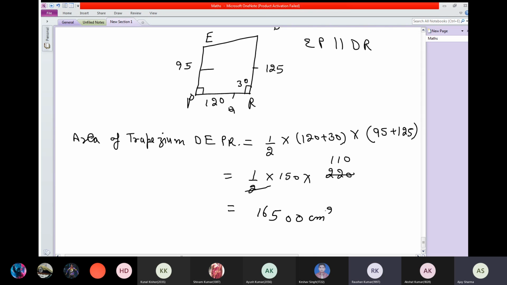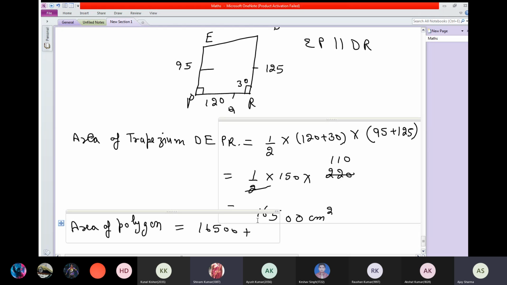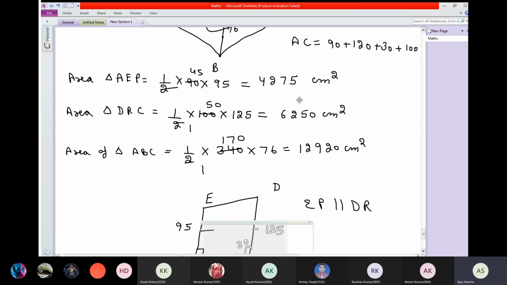$16,500. Now the area of polygon. What is the area of polygon? Sum of all area. Yes, sum of all area. One is 16,500, plus another one, I write and add the above.